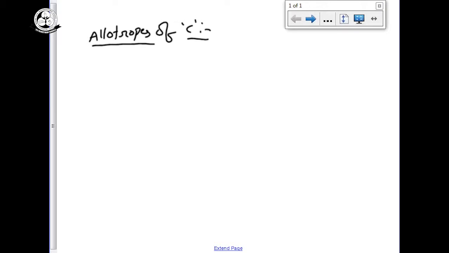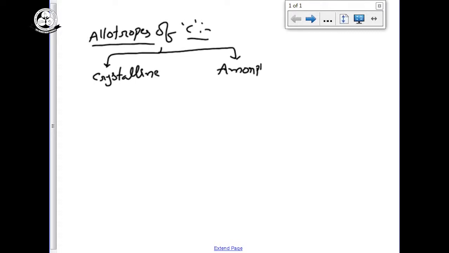Carbon has two types of allotropes: crystalline allotropes and amorphous allotropes. Examples of the crystalline allotropic forms of carbon are diamond, graphite, and fullerene.